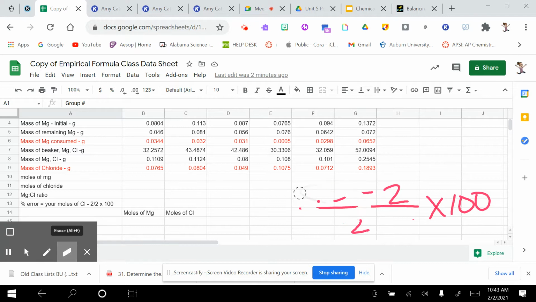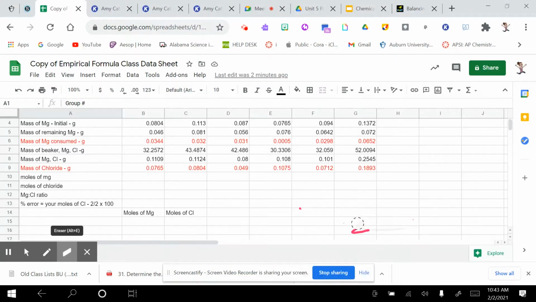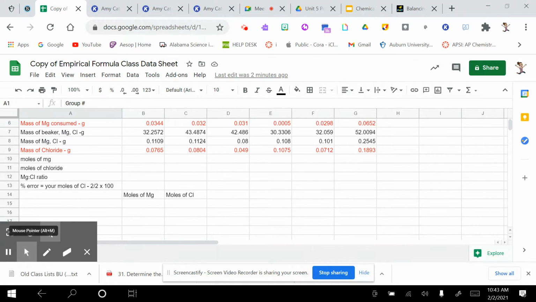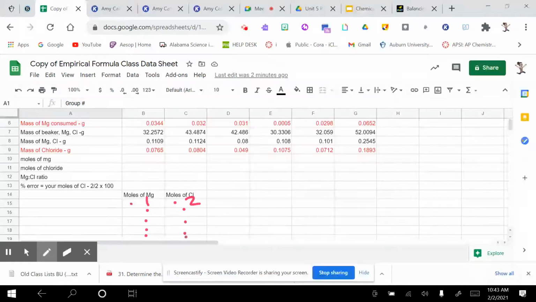Then you will take your moles of magnesium and moles of chlorine, and you will make you a data table down here with these numbers. So 0.1, 0.2, all the way down. And I show you in the video how to take those numbers and make a graph. Okay? And then you'll make that graph, and that'll be part of your analysis. Okay?